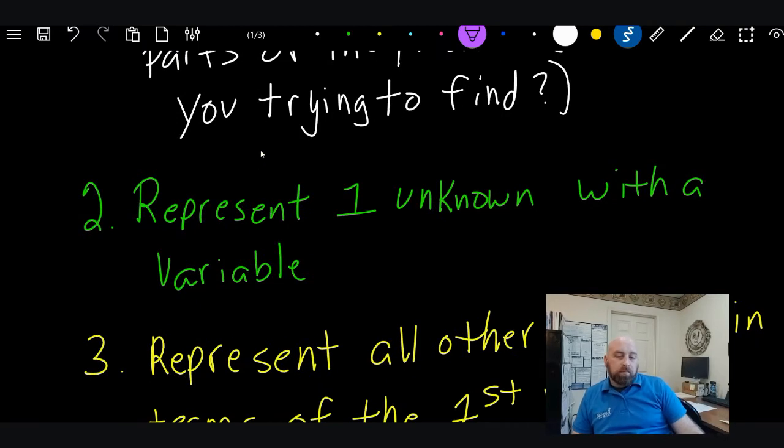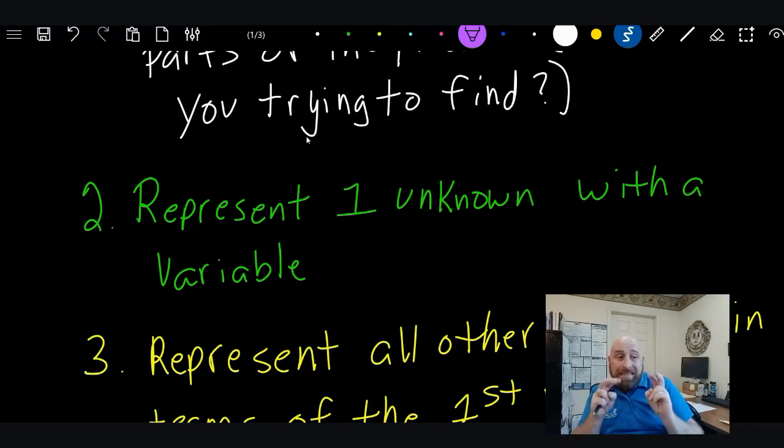Number two. Now we're going to represent one of the unknown values. Every time you get an algebra problem, there's going to be something that you don't know. There's going to be an unknown. What you want to do with that unknown is set it aside and say, okay, this is what I'm looking for, and it's going to be X, or S, or N, or whatever letter you want to assign to it. So step number two, represent one of the unknowns with a variable. Sometimes your problem only has one unknown, and that's good.